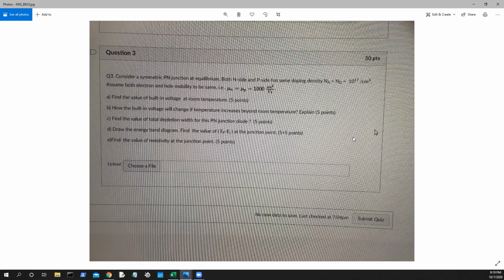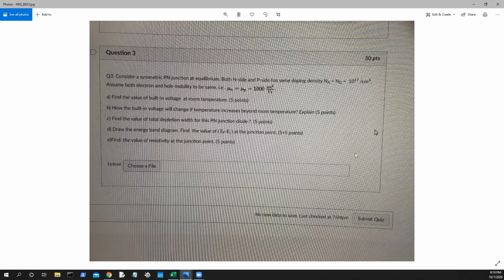I found the formula. The formula for resistivity in a PN junction is identical to the formula that we've been using for resistivity. So it's the same thing. We did this in the homework, so I can just look at that example as well. When it says at the junction point, in the homework, the junction point was x equals 0.